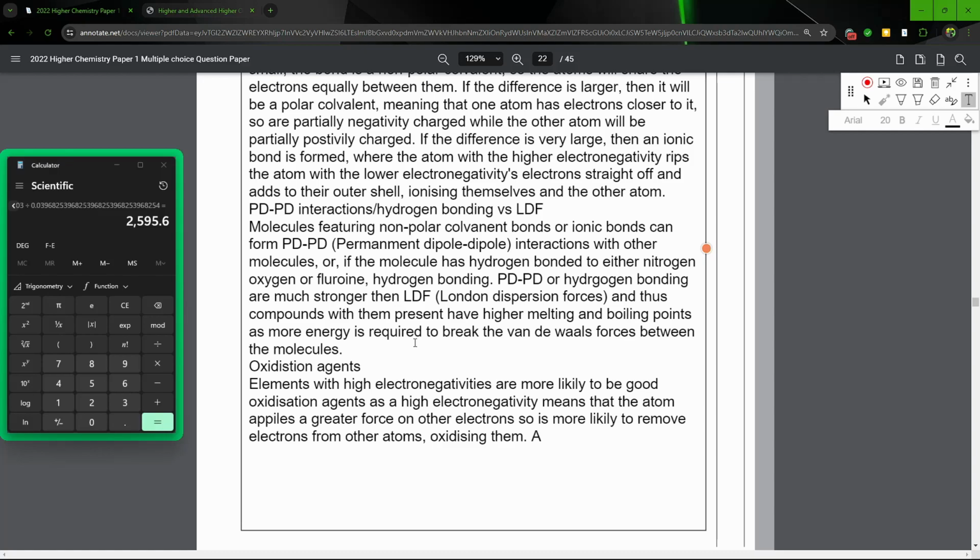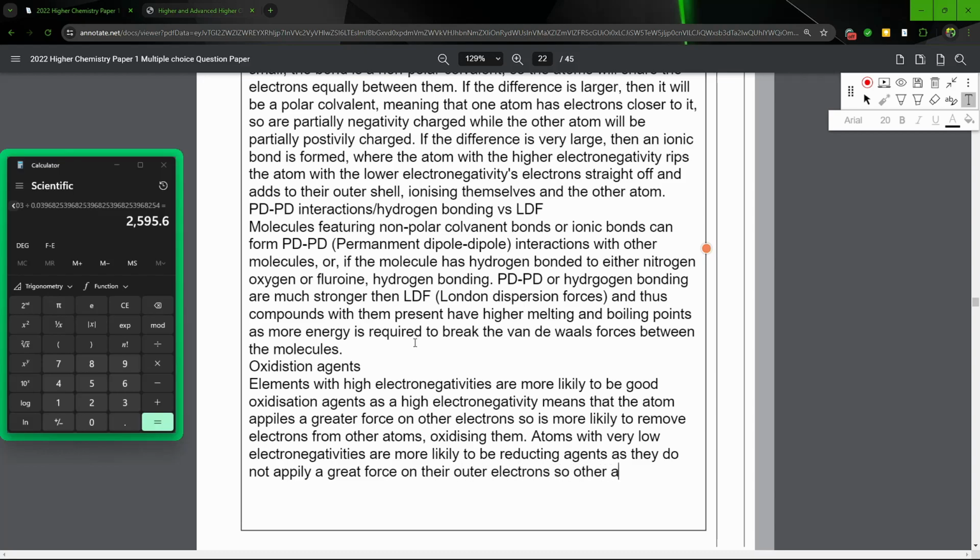Yeah, we'll leave it at that. We do talk about reducing agents: atoms with very low electronegativities are more likely to be reducing agents, as they do not apply a great force on their outer electrons, so other atoms can remove them easily, reducing them.